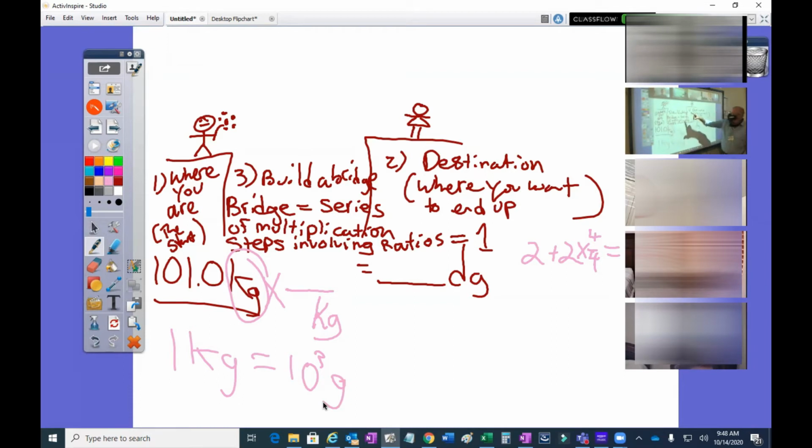The reason why I call it Home Depot, remember, we're building a bridge. You build a bridge with materials. So we're going to go to Home Depot and buy the materials that we need. I need a statement about kilograms. Here's why. This is called a definition. 1 kilogram equals 10 to the 3rd grams. That is a definition. What do we know about definitions in terms of numbers that we've talked about?